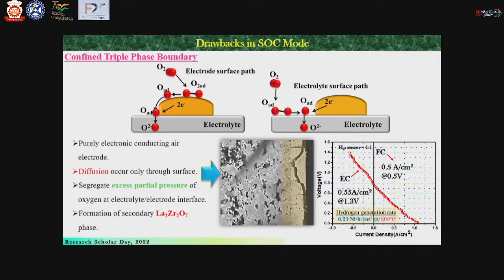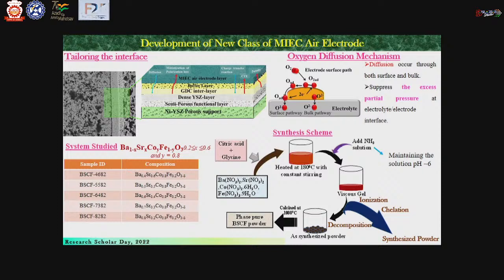In the FC mode, we have got 0.5 amps per centimeter square current density, and in the EC mode, we have got 0.55 amps per centimeter square current density with respect to the hydrogen and steam ratio 1:1.